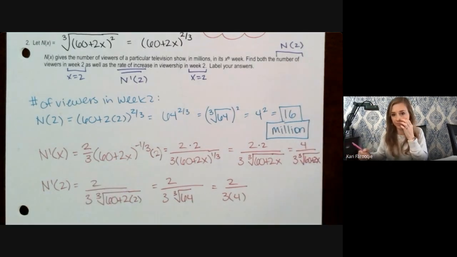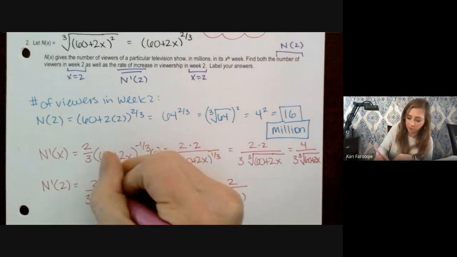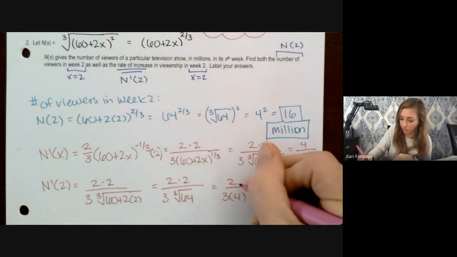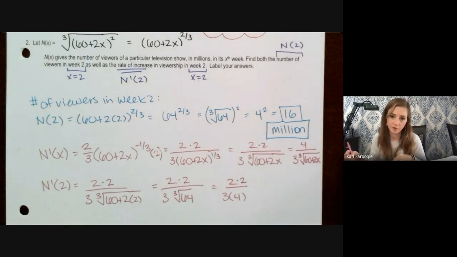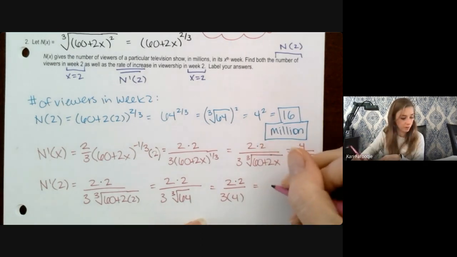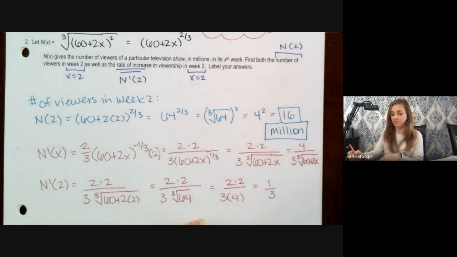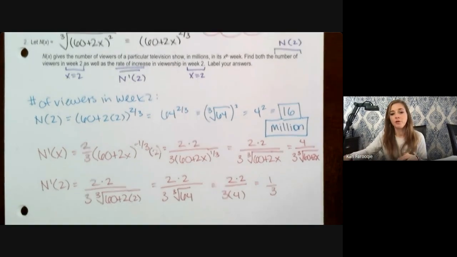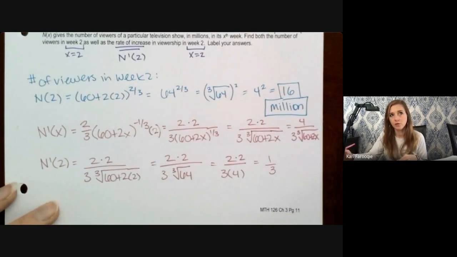Sorry about that. You know, I should probably just stop the video and splice it, but it's actually very time consuming. Okay, so that means this is going to be 2 times 2. Sorry. Okay. But we fixed it. It's fixed. And that leaves me with 1/3. 4 divided by 4. And then the 3 stays in the denominator. Now, 1/3 million viewers per week would be the rate of increase in viewership.